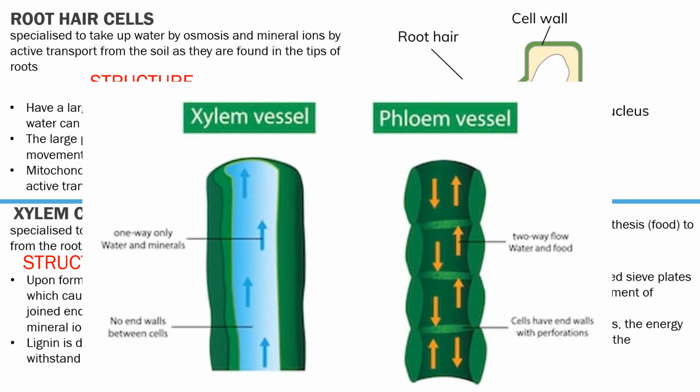That is how the xylem cell and the phloem cell look. The xylem cell only has one way to transport water and minerals. The phloem cell has two ways for the product of photosynthesis, which is water and food.